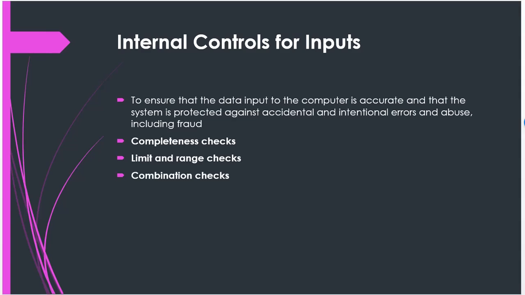So these internal controls will include completeness checks. This may look at, is the data that has been provided complete and accurate? Then you have limited range checks. So for example, if it's to do with ages, you may want people to input ages that are in a certain range. So if a person's age is out of that range, they do not qualify. So you also need to see that your program is adhering to the limits and ranges that you need to work with. Then you also look at combination checks.